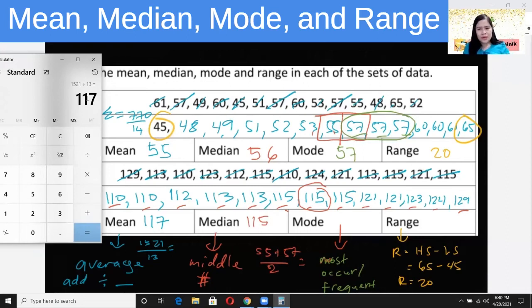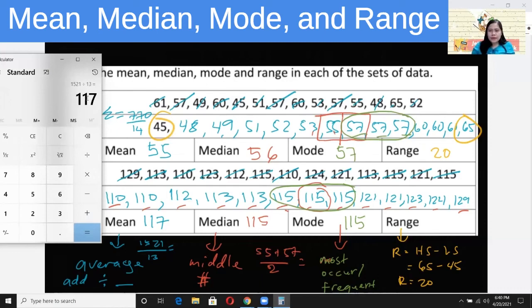And then for the mode, we look for the most frequent, most occurring number. You can see here that a lot of numbers repeated, however, they repeated twice. The one that repeated thrice is 115. So the mode is 115 because it repeated thrice compared to 121, 113, and 110, which just repeated twice. So 115 is the most frequent, or what they call the mode.